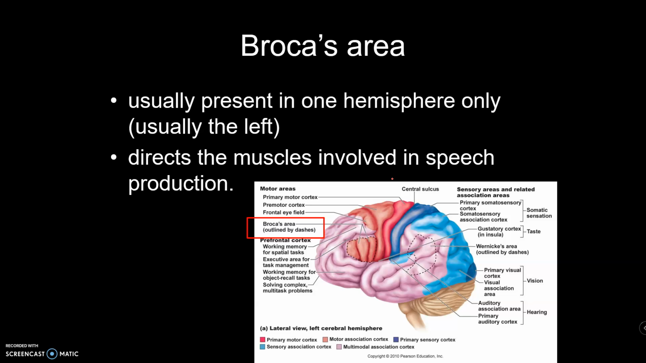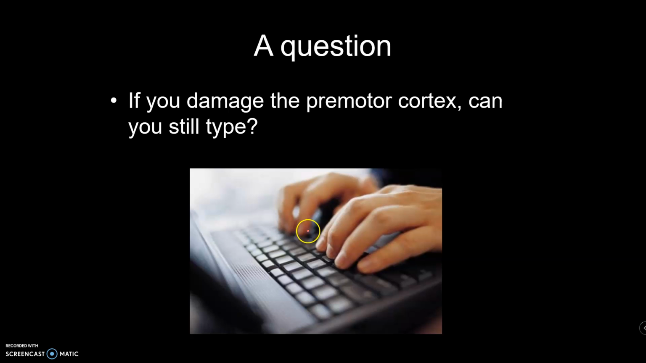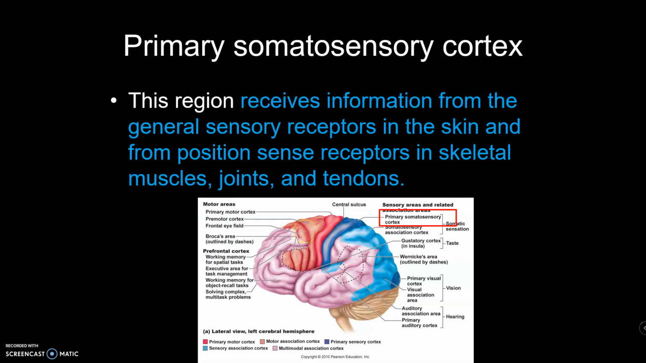Broca's area, I mentioned earlier, muscle movement for speech, usually just in the left hemisphere. Frontal eye field is about eye movement. Remember, frontal cortex, all about movement. This is not where your vision is figured out. This is how you move your eyes up, down, all around so you can see things that are up, down, or to your right or left or whatever. Pretty much already addressed that question earlier, so blowing past it.